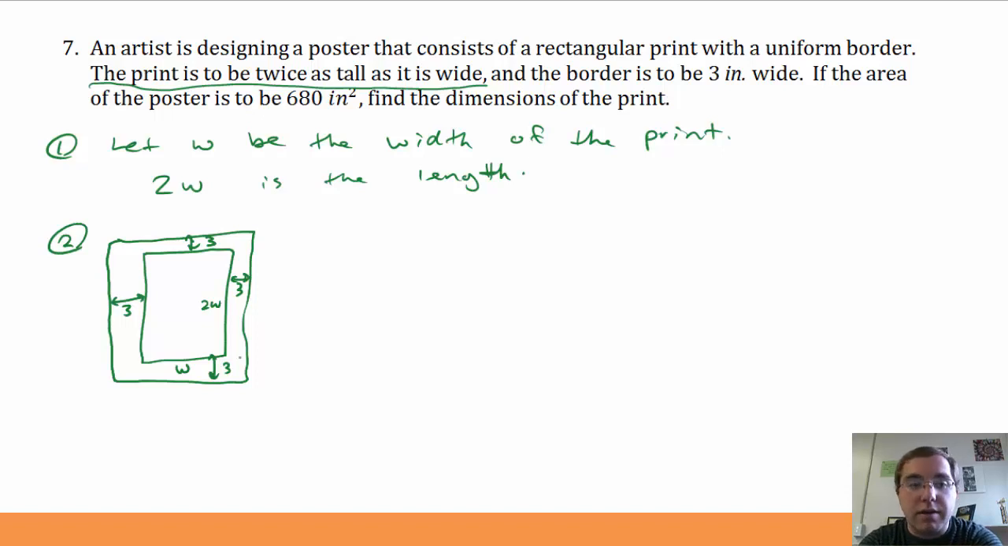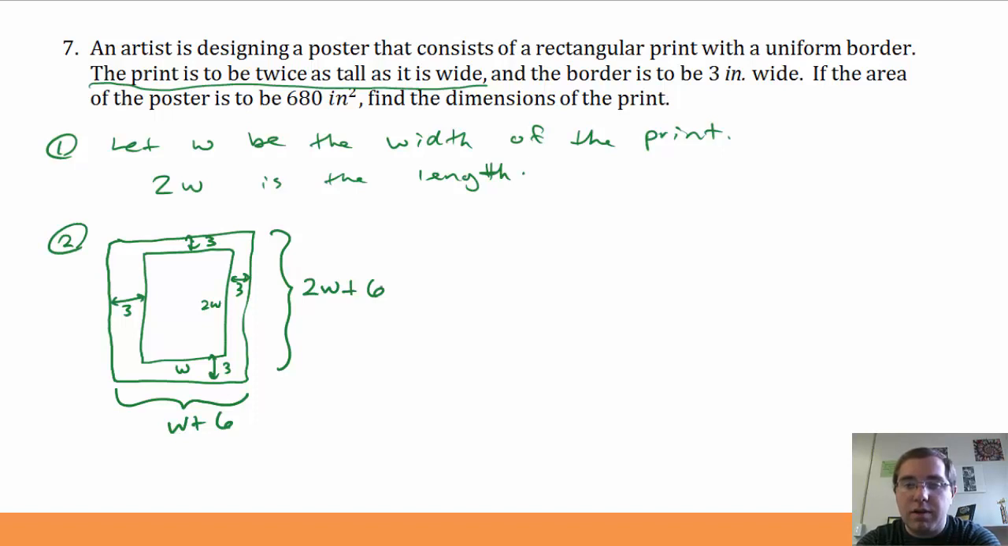How do we find the area of a rectangle? We take the length times the width. So we can write an expression for the width and an expression for the length. The width is going to be W plus the 3 that's on the left and the 3 that's on the right. So W plus 6. The length, or in this case the height of the whole poster, is the 2W plus the 3 that's on the top plus the 3 that's on the bottom. So 2W plus 6.